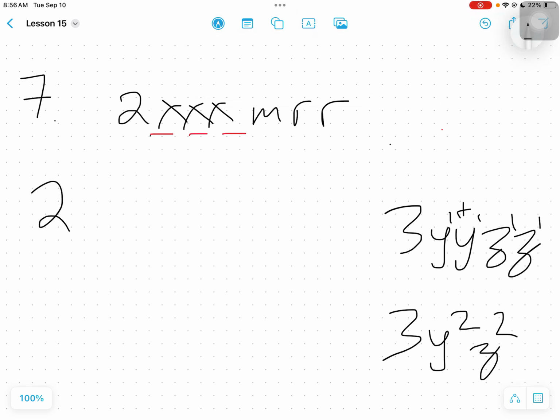So the constant, the 2, remains the same. You're going to have x to some power. How many of those are there? M to some power. Again, how many are there? And then r to some power. How many r's are there? And that's how you would simplify it.